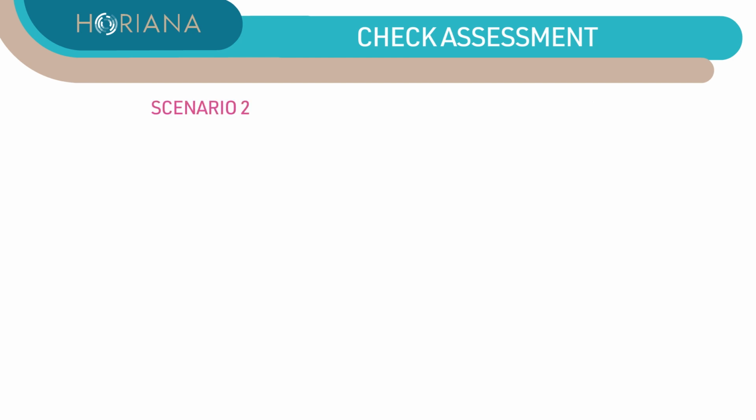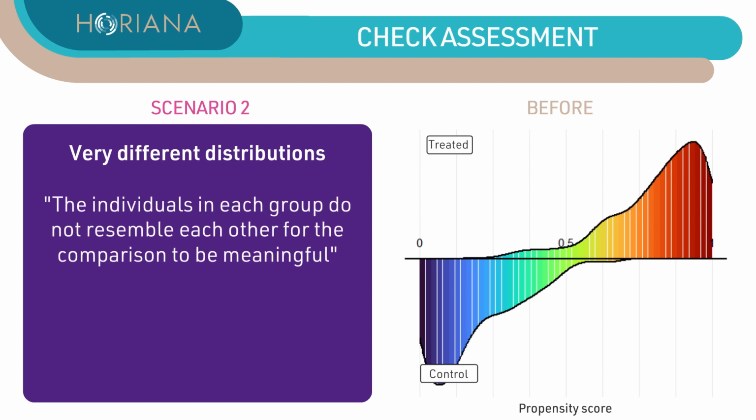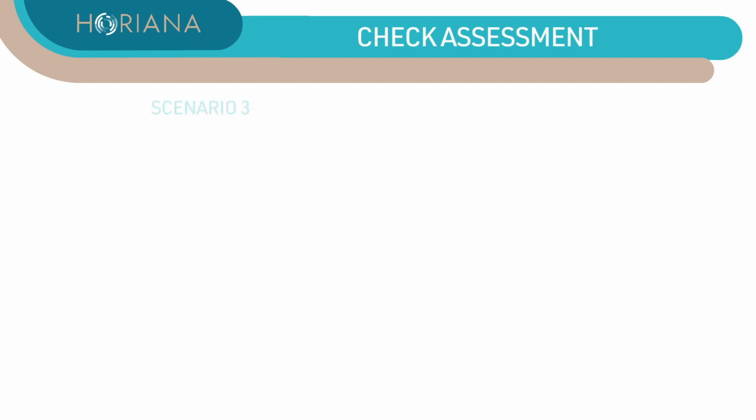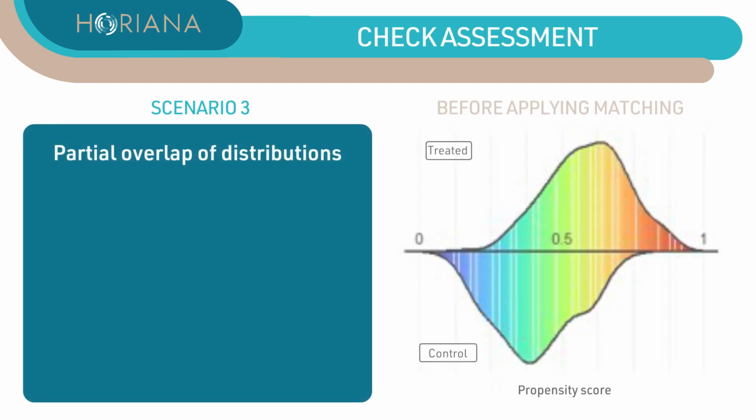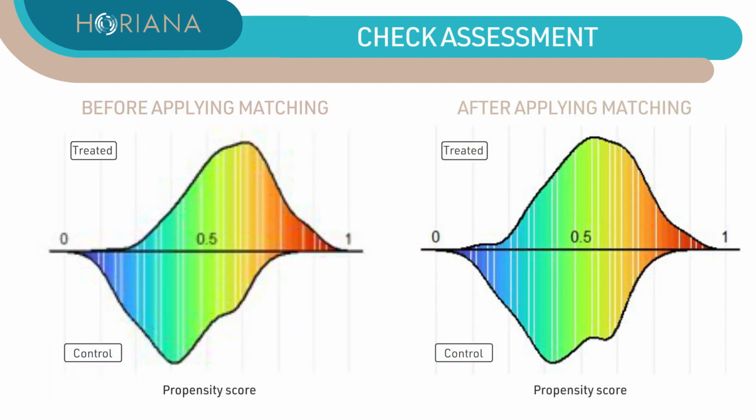The opposite scenario is presented next, with disjoint distributions. The individuals of each group are strongly different. Applying in this case a method to make the groups comparable is not relevant. We stop the analysis. Finally, the last scenario is the one where there is a partial overlap of the distributions. The individuals in each group are sufficiently similar for the comparison to be meaningful. Applying a method to make the groups comparable is relevant, and we can see that the result is satisfactory.